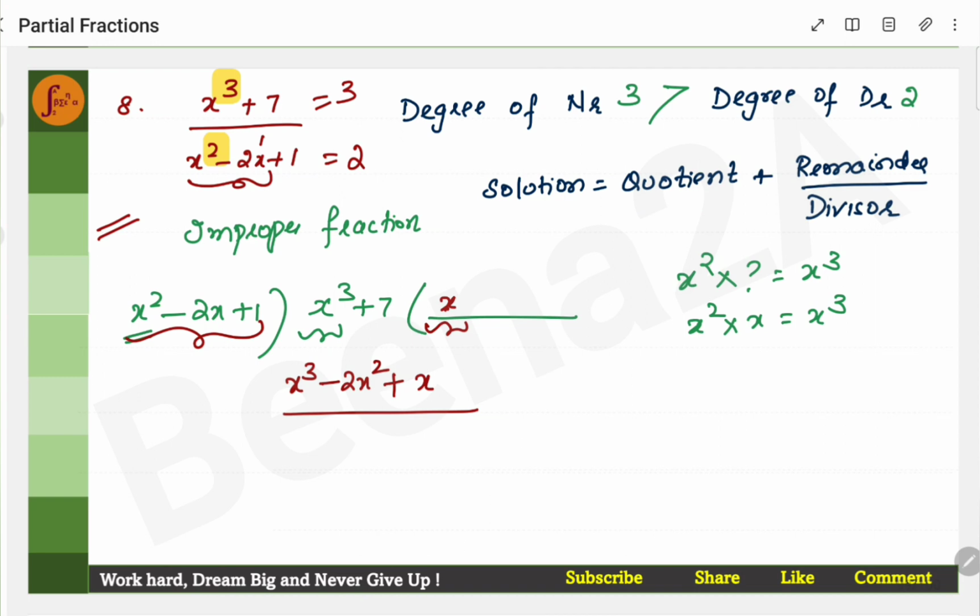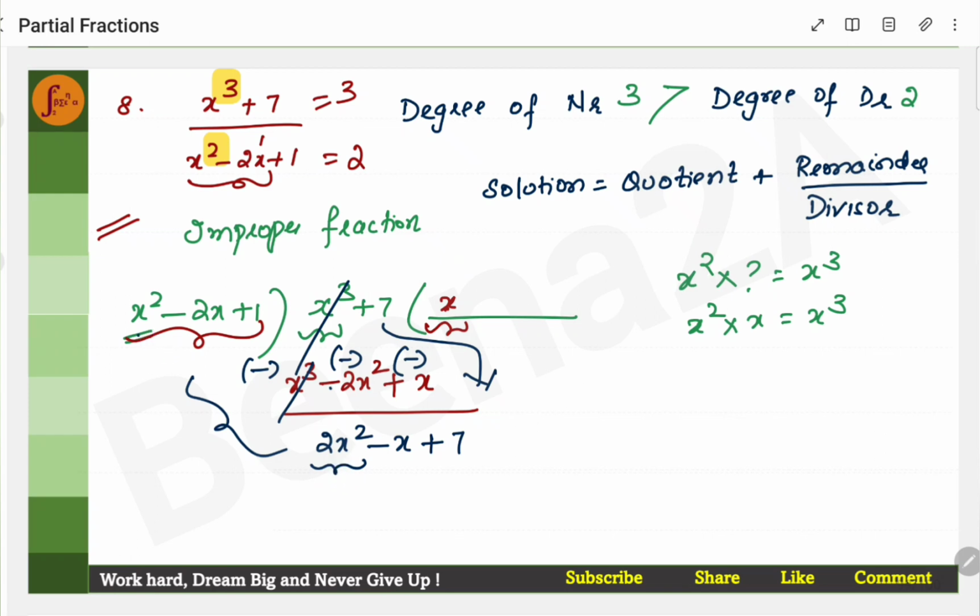Now we'll subtract the whole thing. So x cube and x cube will get cancelled. Minus and minus will become plus. So plus 2x square. Minus and plus will become minus. So minus x. Then I have to carry forward this 7. Now I have to repeat this entire step again. What should I multiply with x square to get 2x square? I should multiply with 2. x square into 2 is 2x square. Remember to put plus here, plus 2.